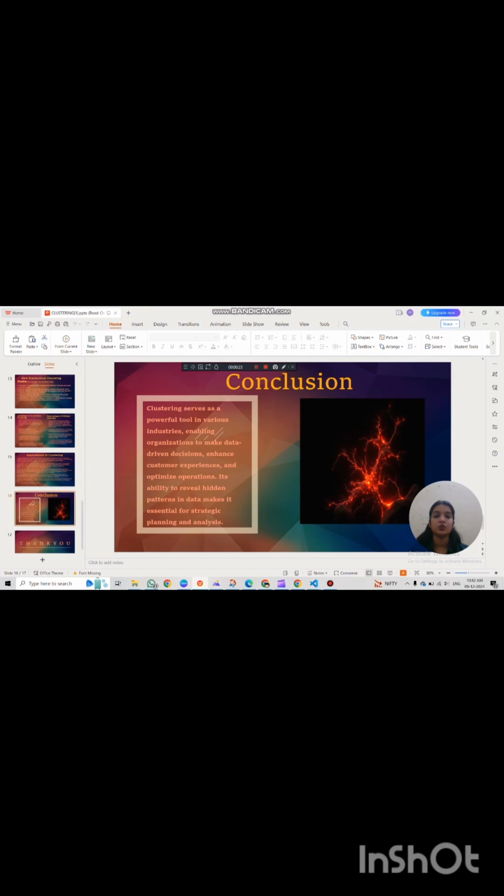By this, we can conclude that clustering serves as a powerful tool in various industries, enabling organizations to make data-driven decisions, enhance customer experience, and optimize operations. Its ability to reveal hidden patterns in data makes it essential for strategic planning and analysis.